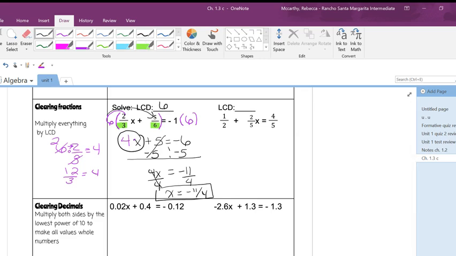Okay, so let's look at this one. I'm going to look at all my denominators. I have a 2 and a 5. Well, there's a 5 also, so I don't need to duplicate it. So I know my LCD is 10. So I'm going to multiply everything by 10. There's a 10 over 1. So I'm going to distribute that 10. 10 times a half is 5.